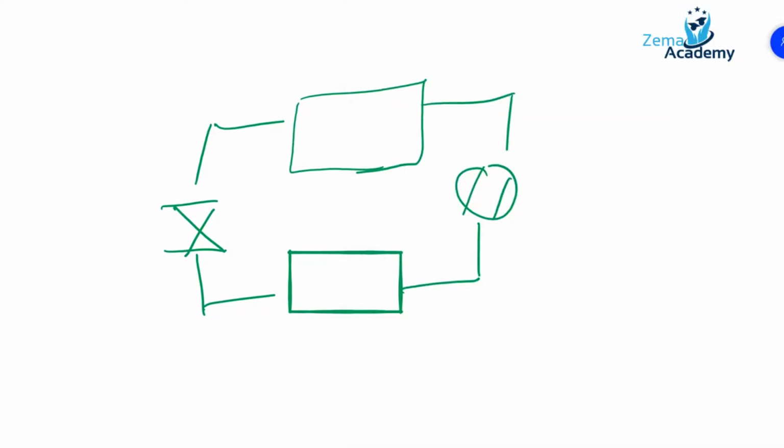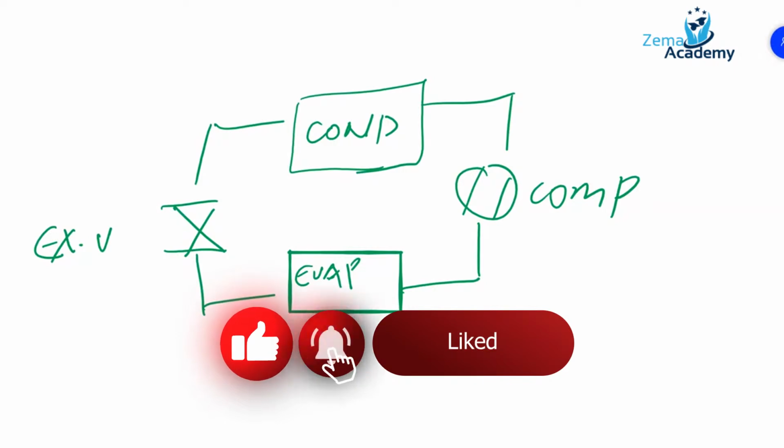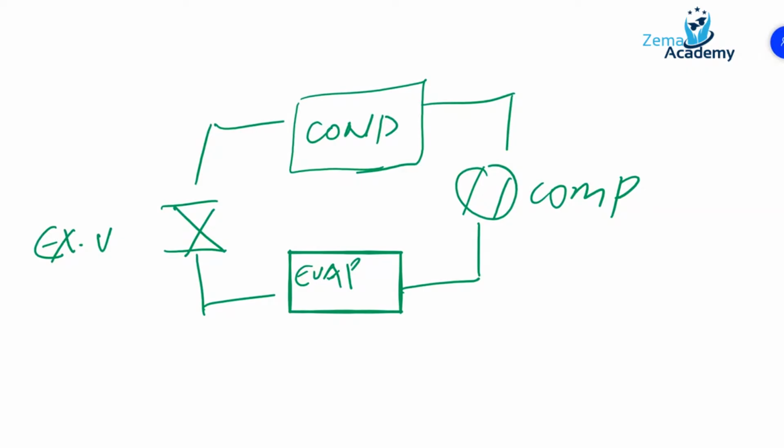Those components are the evaporator, the compressor, the condenser, and the expansion valve. So the four components of any vapor compression system are the evaporator, compressor, condenser, and expansion valve. So these are the four components, or you may also refer to them as four stages.